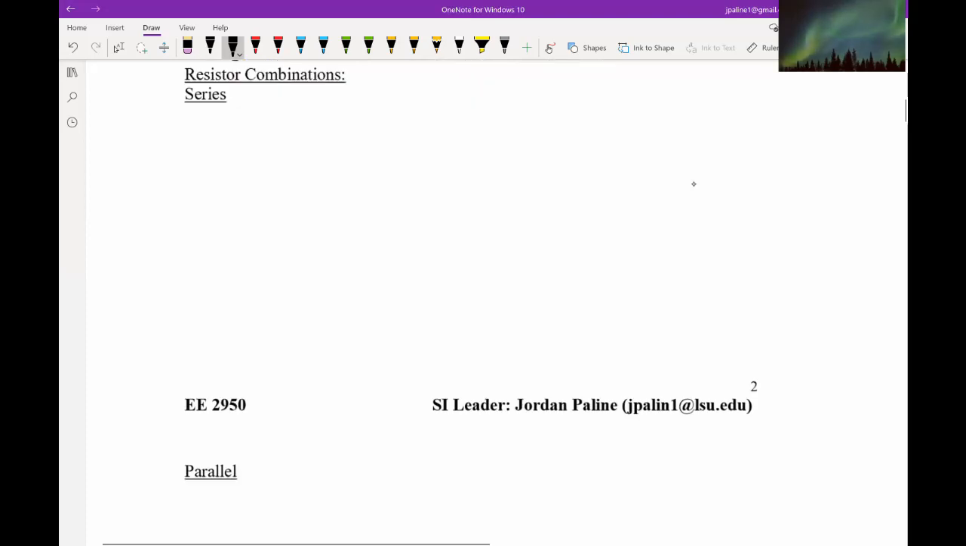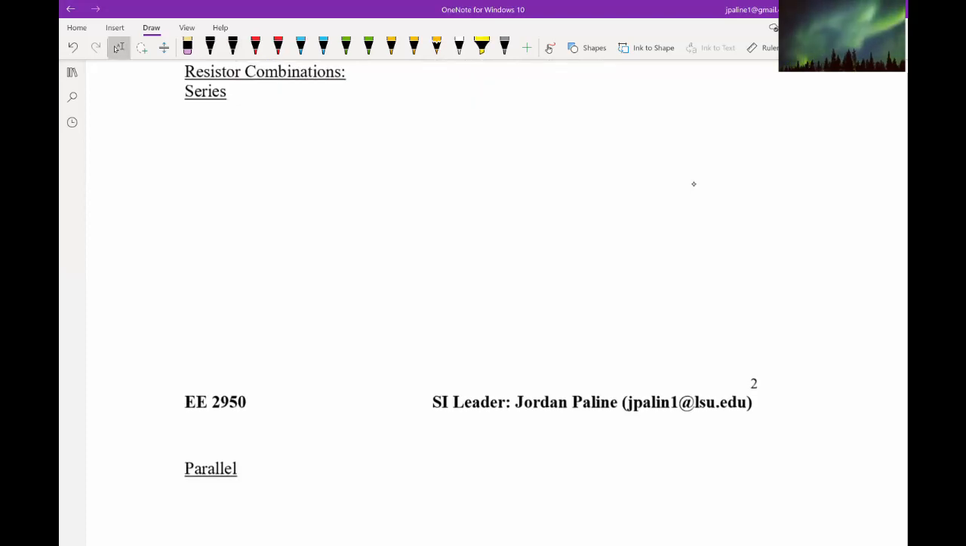Okay, let's take a look at resistor combinations. Resistor combinations are useful because we can take a complex circuit and break it down into a much easier circuit. And a common one we have is series. Now series, they have to be on the same wire.